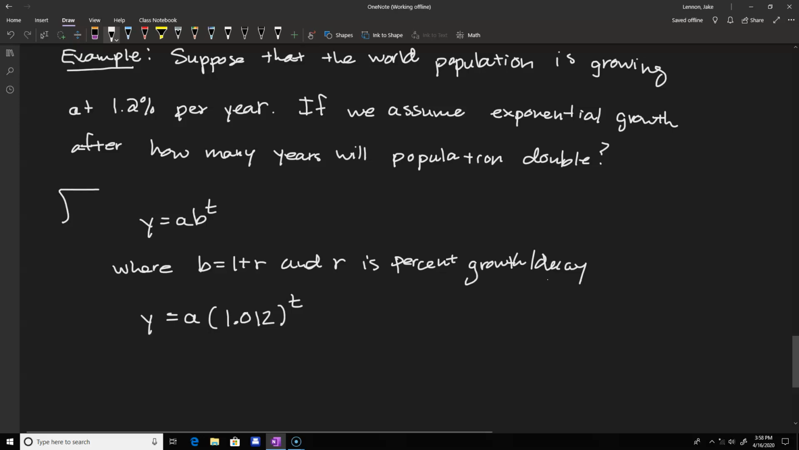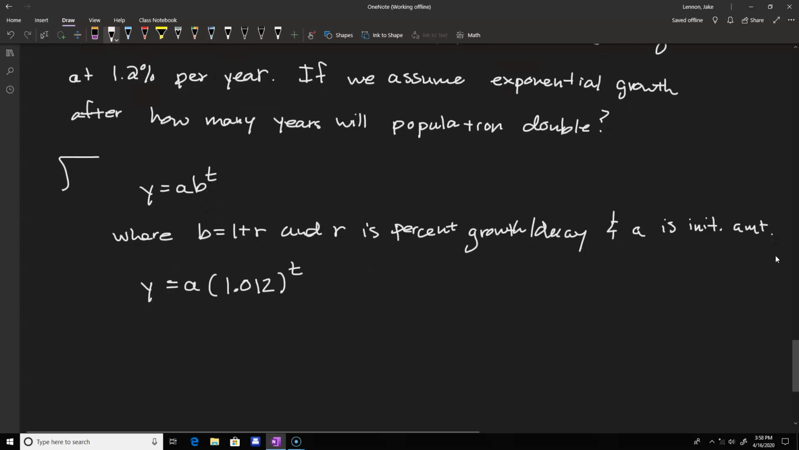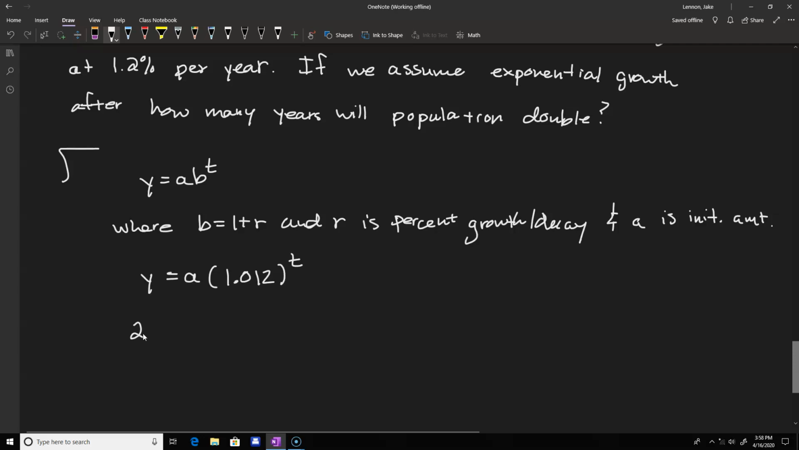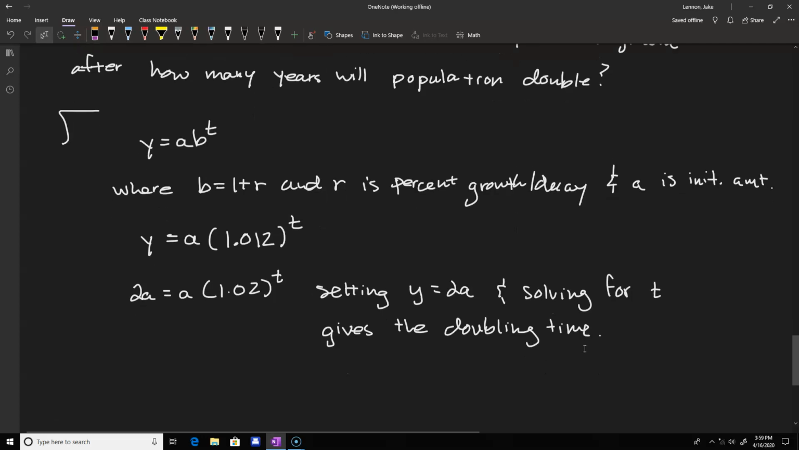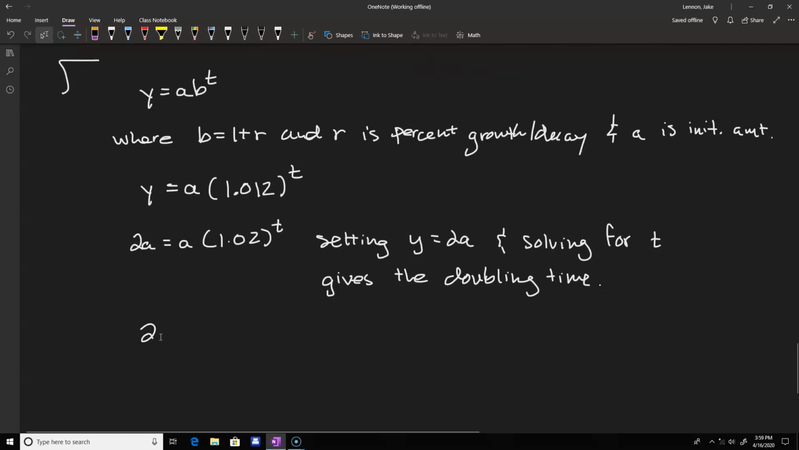Let's say a is the initial amount. Looking at exponential functions, if we're looking at time to double, we just set y equal to 2a. Setting y equal to 2a and solving for t gives the doubling time. It's a pretty easy equation to solve. Just divide on both sides by a.